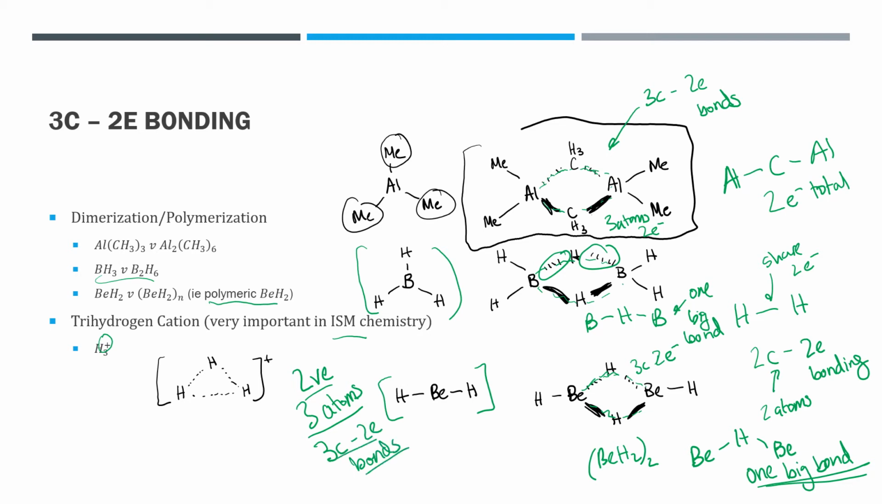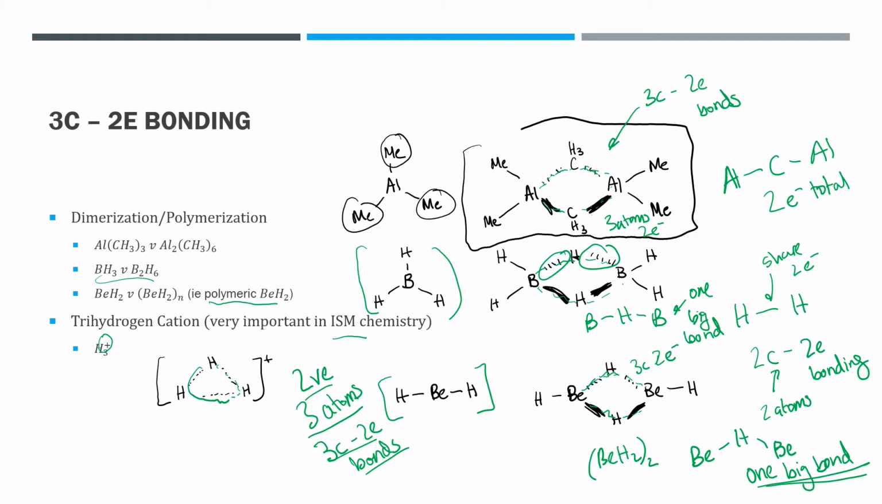So we have these hydrogens arranged in a triangle, all bonding together. So everything is just bonding together. We think of this as just one big bond, right? One big bond where we have 3 different atoms sharing 2 electrons. So hopefully that made a little bit of sense.